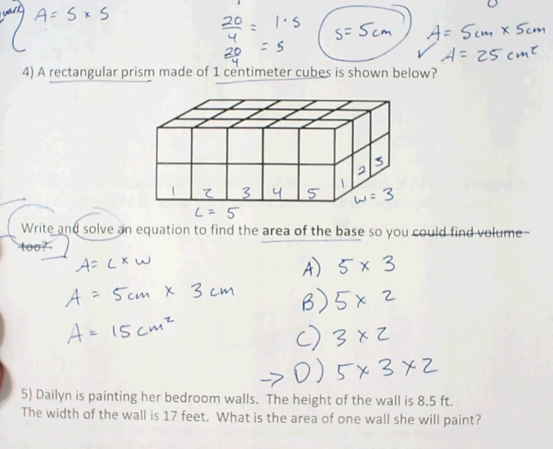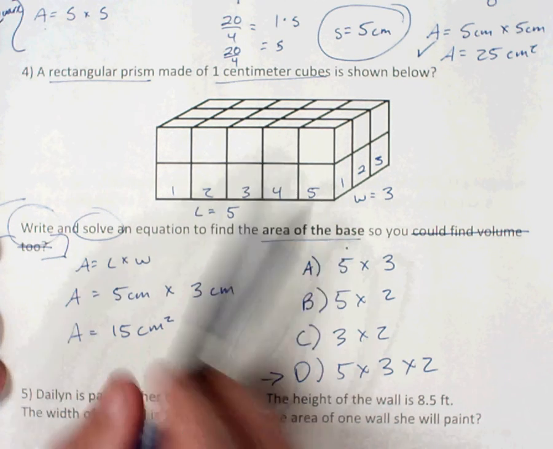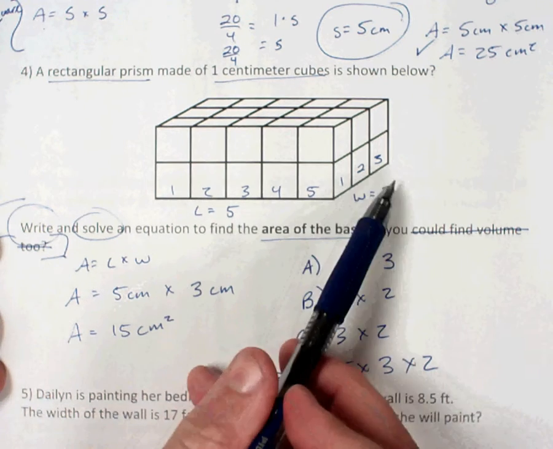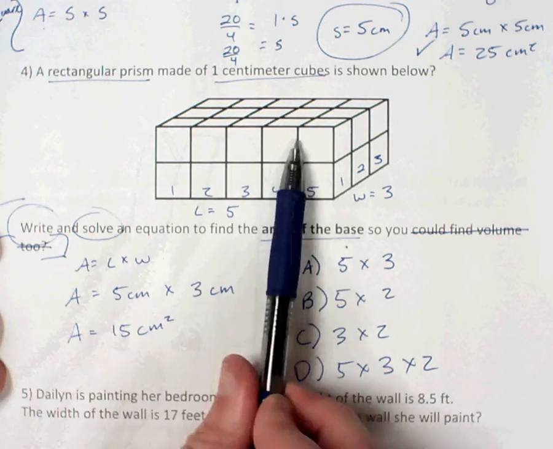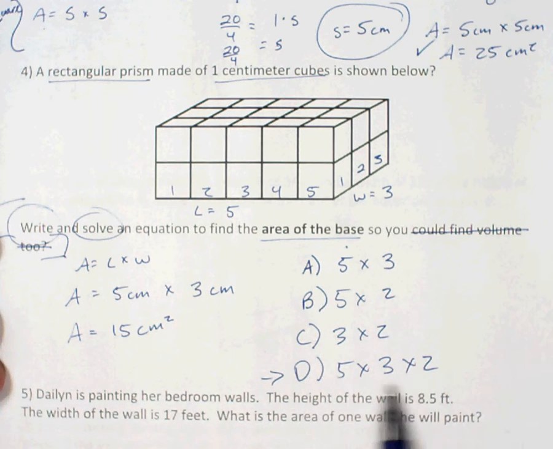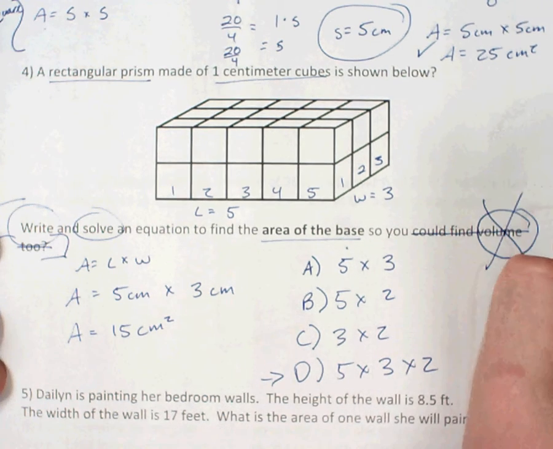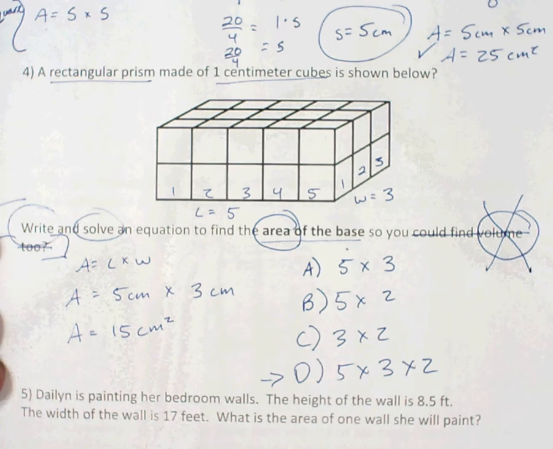Because if you understand what the base is, that the base is the bottom of the shape, then you know you need the 5, and you know you need the 3. And so 5 times 2 gives us this face right here, and 3 times 2 gives us this side face right here. But this one is the one that really trips people up, because this is actually the formula for the volume. But remember, we don't need the volume. We're trying to find the area of the base.